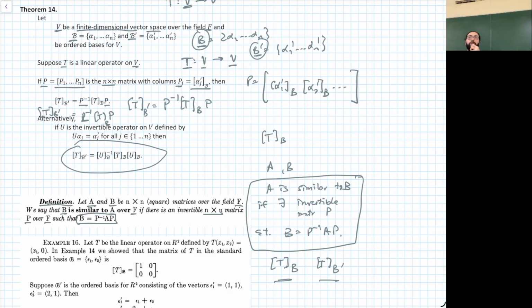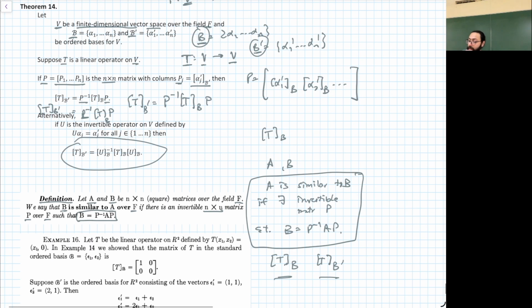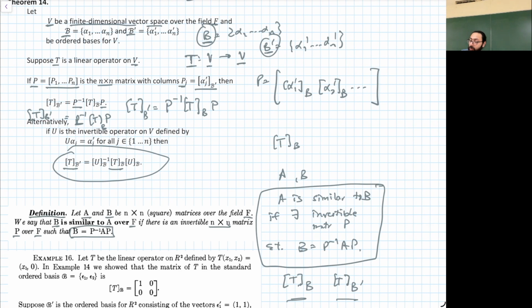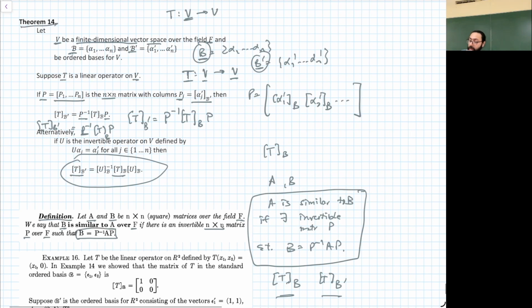Okay, the question is the following. We are saying let TB and TB prime be as in theorem 14, right? So TB prime is clear, right? It's the representation of the linear operator T in the basis B prime. TB is the representation in the basis B. And I'm asking how these two are related, given that you understand the definition of a matrix being similar to another matrix. They're similar. It's a very dumb thing. I'm just making sure that the syntax is getting clear.